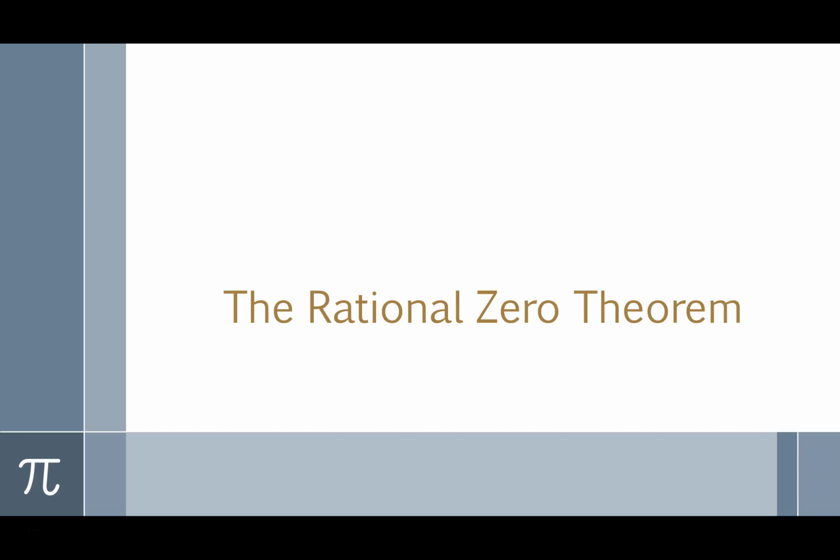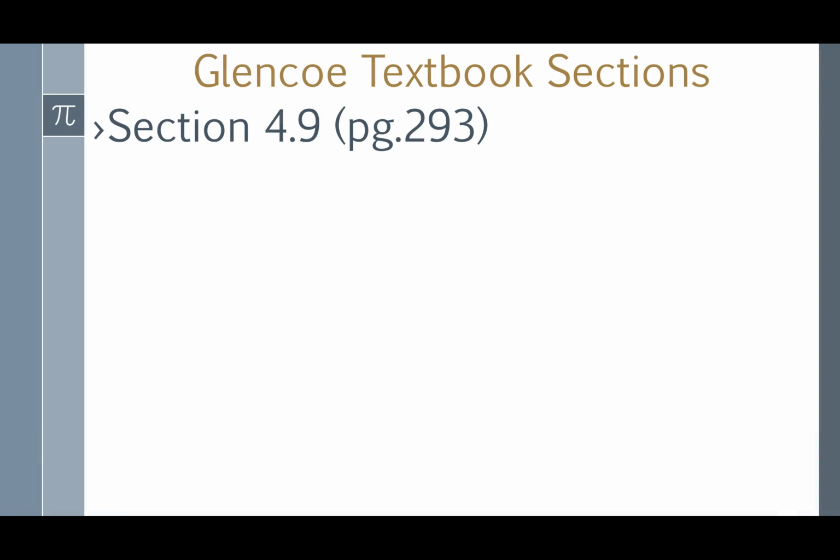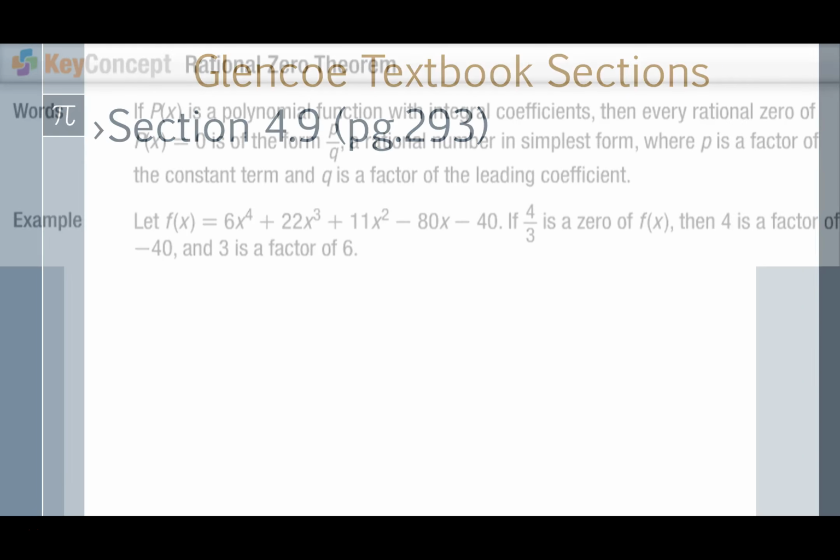Hello, welcome back. Today we're going to talk about the rational zero theorem and how we can use this to solve any polynomial function we want, without using a graphing calculator or some other tool to see where we cross the x-axis. This allows us to solve these functions algebraically. In the textbook, we're in section 4.9. Again, that's the Glencoe Algebra 2 2018 edition, page 293.